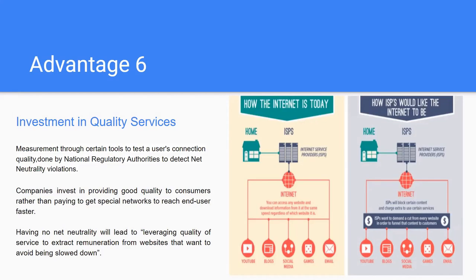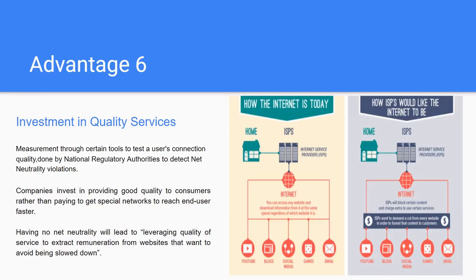With net neutrality, companies invest in providing good quality services to consumers rather than paying to get special networks to reach end users faster. Having no net neutrality will lead to leveraging quality of services to extract remuneration from websites that want to avoid being slowed down. For example, with these new 5G wireless providers, they are ensuring that only prominent places have a better connection, rather than ensuring that there is quality of service equally.